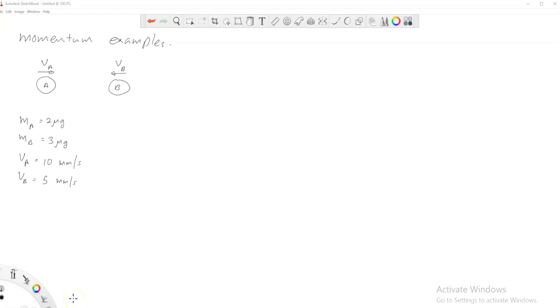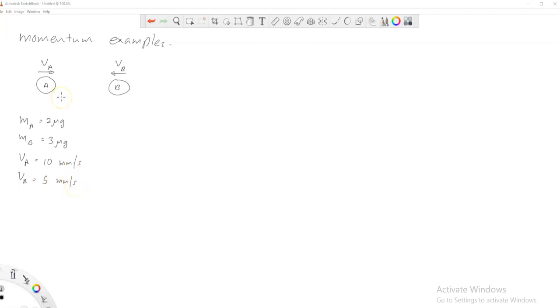Alright, let's think about another momentum conservation related example. This time, let's say we have two molecules floating in air and moving towards each other. Molecule A has a mass of 2 micrograms, B is 3 micrograms.